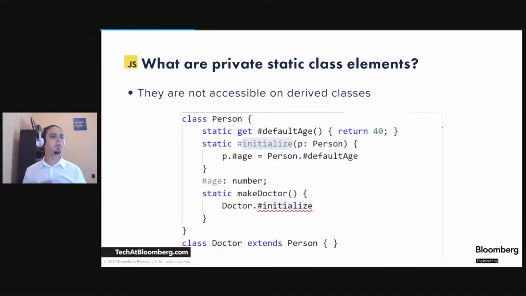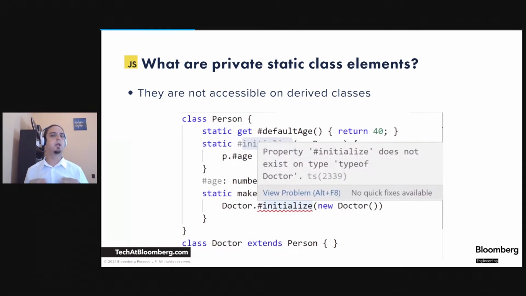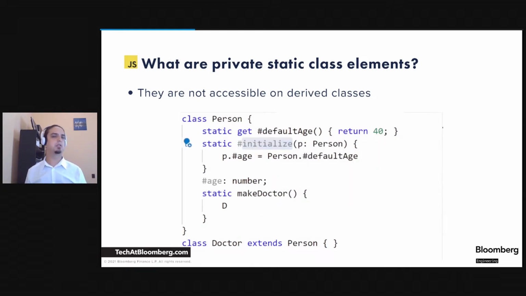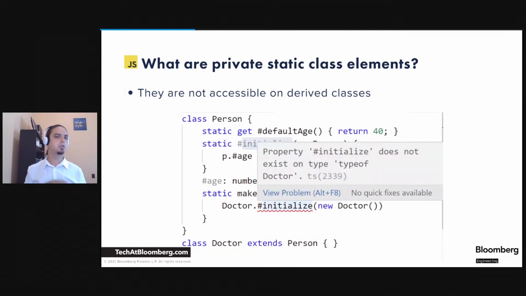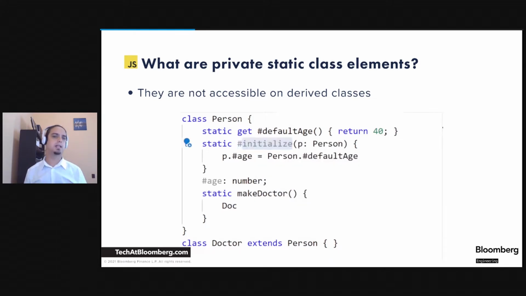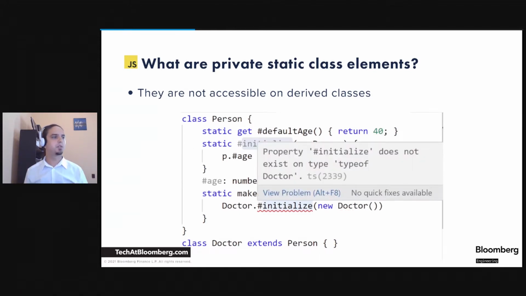A difference with public static members is that they're not accessible on anything except the class that declared them. So for example, if we have a doctor class that extends a person, for public static members, we would expect that we can access doctor.initialize. But this is not the case for static ones. We cannot access the initialize static private method on doctor. We can only access it on person, the class that actually declared it.